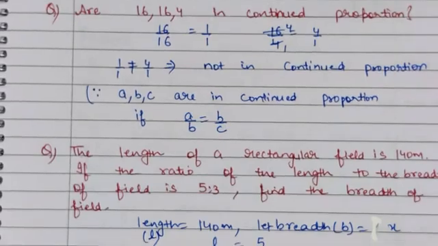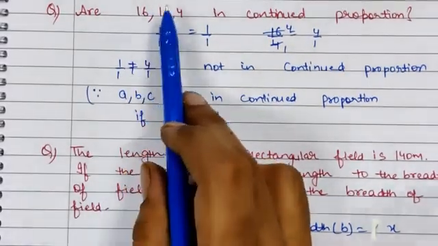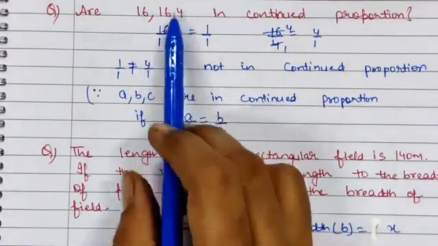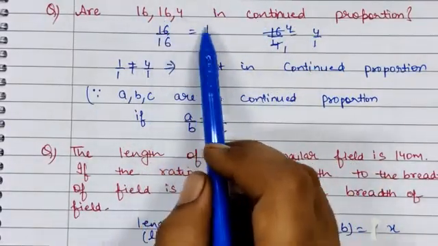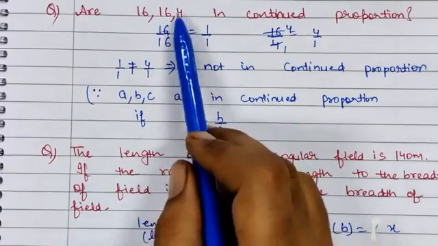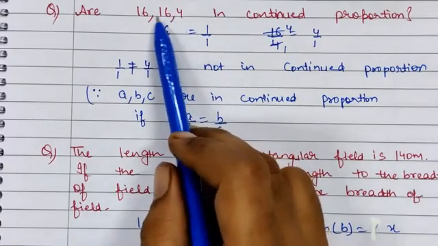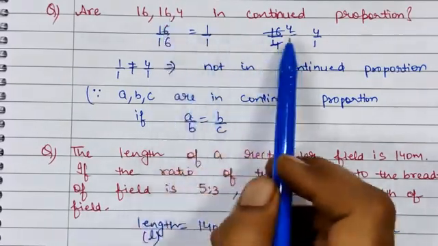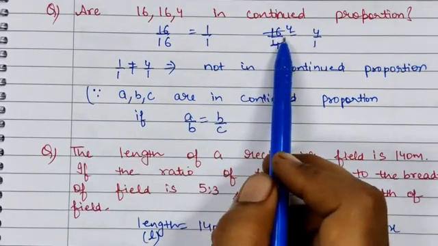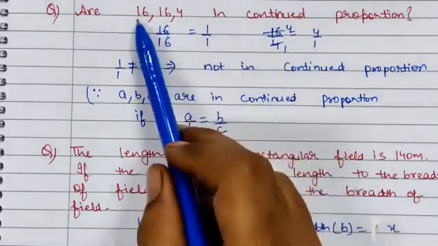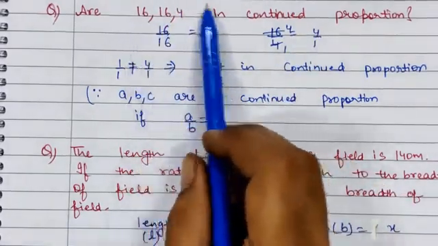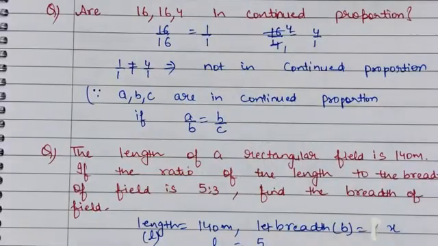Next one, are 16, 16, 4 in continued proportion? Let us check. This is 16 upon 16, 1 upon 1. Then 16 upon 4. As you know, B is getting repeated, so that's why I am writing 16 here again. This is 4 by 1. They are not equal. It means they are not in continued proportion.